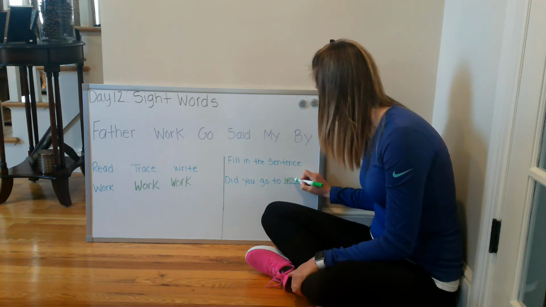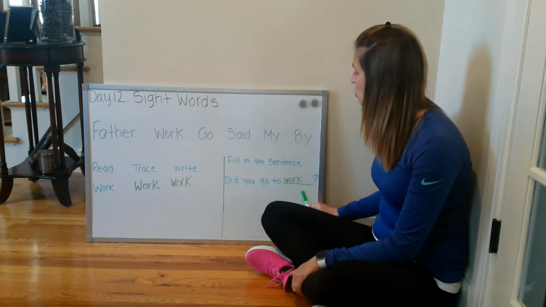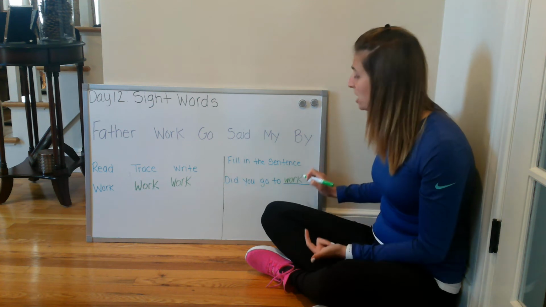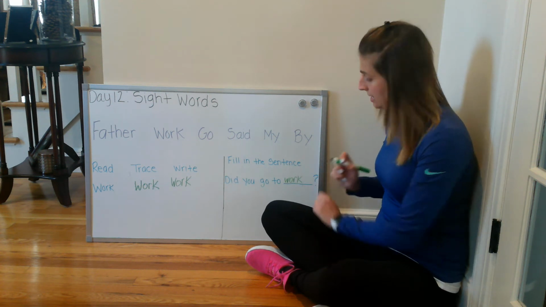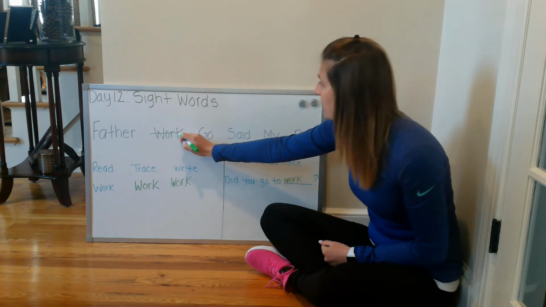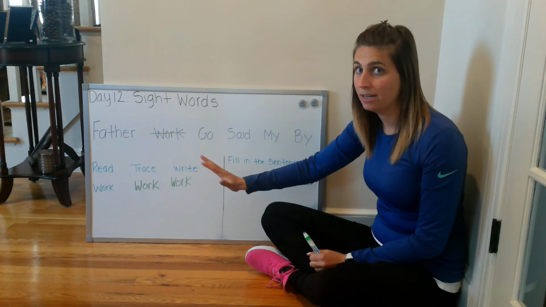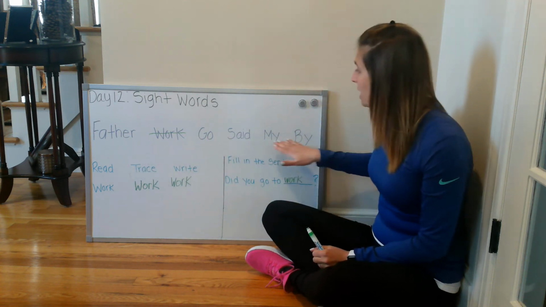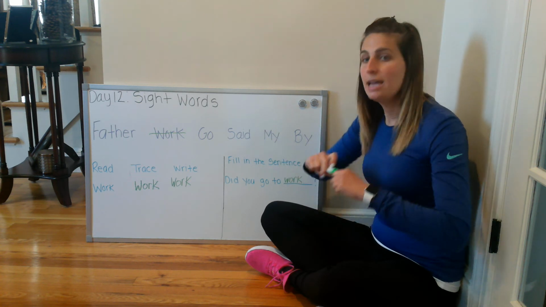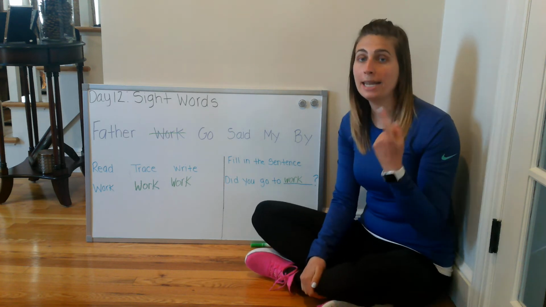So I'm going to copy the word work on the blank line here. W-O-R-K. Okay. Did you go to work? Makes sense and it sounds correctly. So that must be the sight word that best completes my sentence. Once I use a sight word, I would cross it off on top to know that that sight word cannot be used again. So then these are the remaining sight words that are going to help me fill in the rest of my sentences.